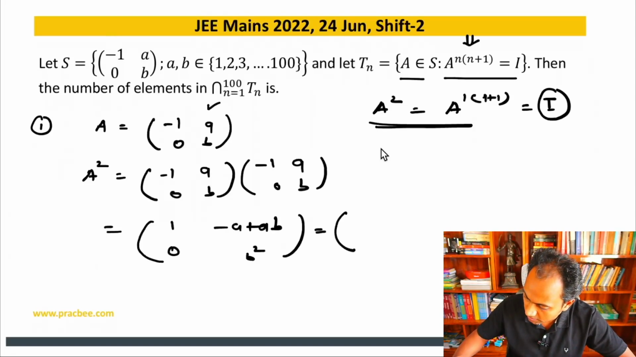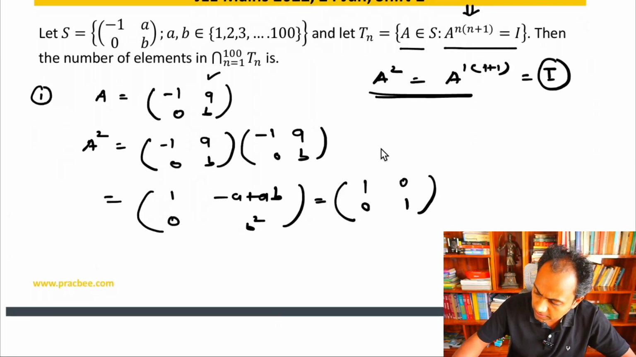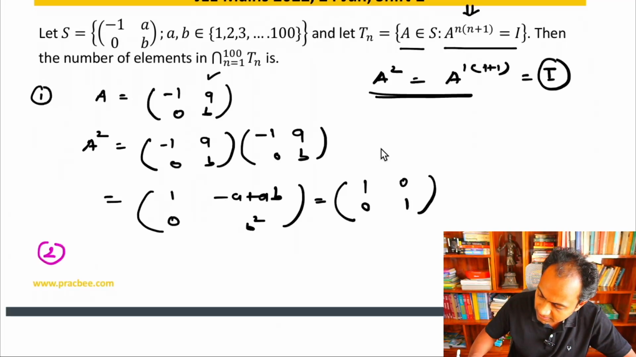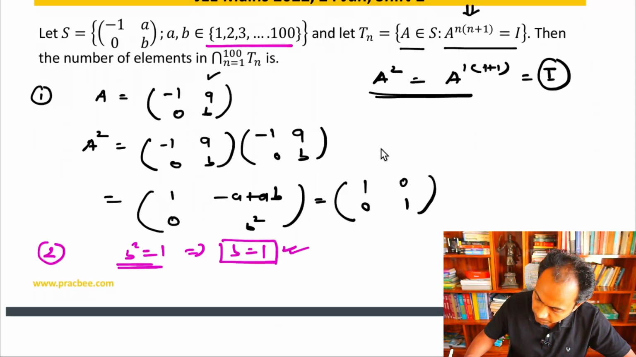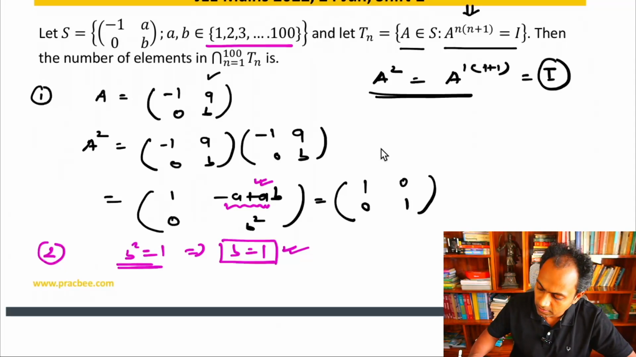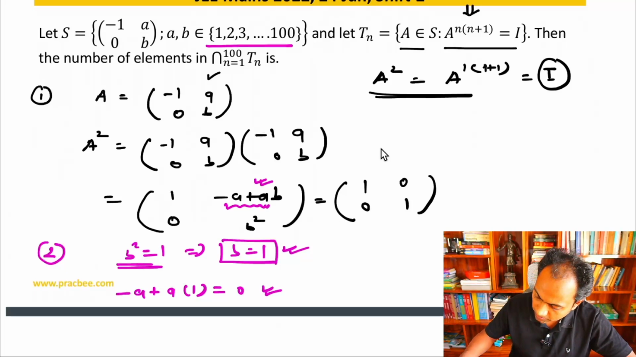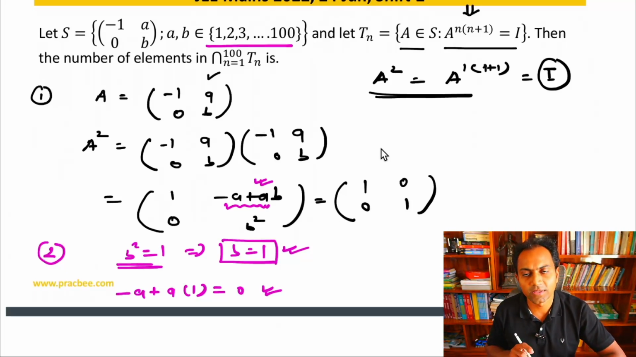And if I equate this to I, or 1 0 0 1, what you can understand is this can only happen if, in the second step, we write these conditions. The first one is nothing but b square should be equal to 1, and since a and b belong to 1 to 100, this can only happen if the value of b becomes 1. And if I put this value in the first part, in the only element that does not match, then you can see that a plus a into 1 will become 0 and this will automatically be satisfied. So the only condition when this will become part of such a set is that the value of b comes out to be 1.